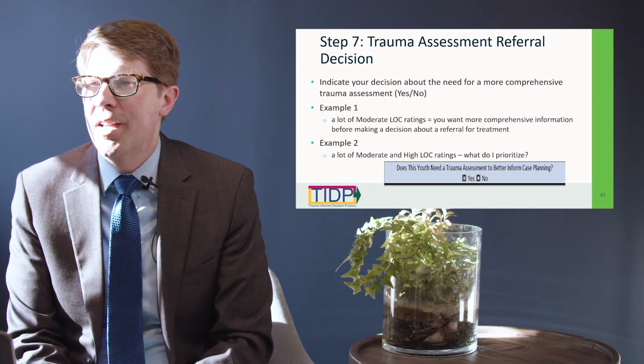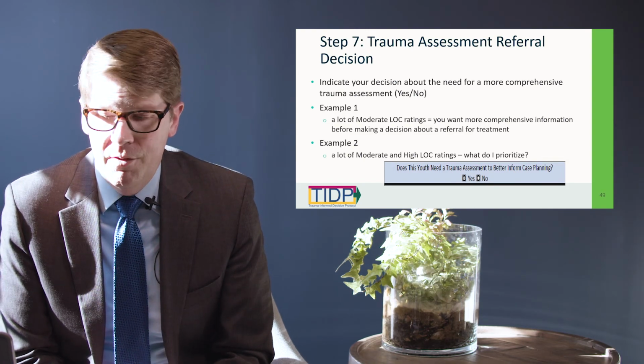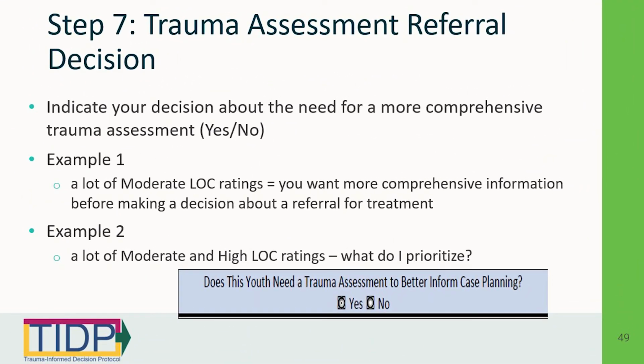That's what we mean by this trauma assessment decision on the TIDP. Here are two different examples of situations where you might think about checking yes on this box. Example number 1, you're scanning across your level of concern ratings, and you see that you've got a lot of moderate level of concern ratings across a number of different types of criminogenic needs. You might be deciding, I don't know for sure which needs are the most impacted, but I have concerns about it impacting a lot of different needs.